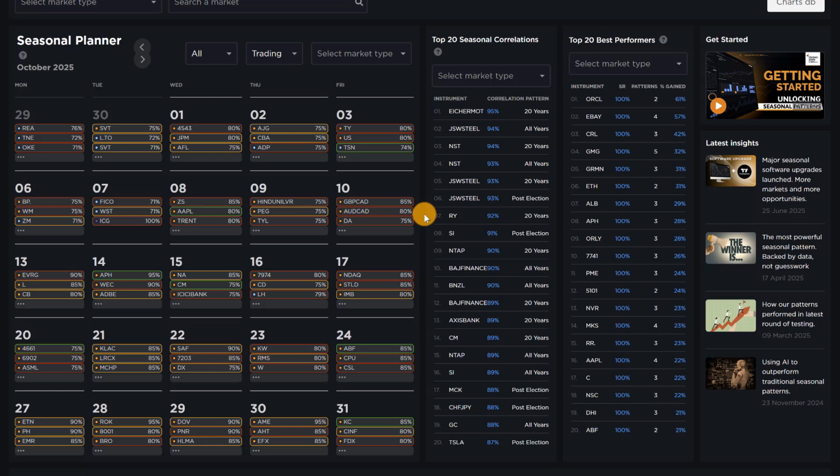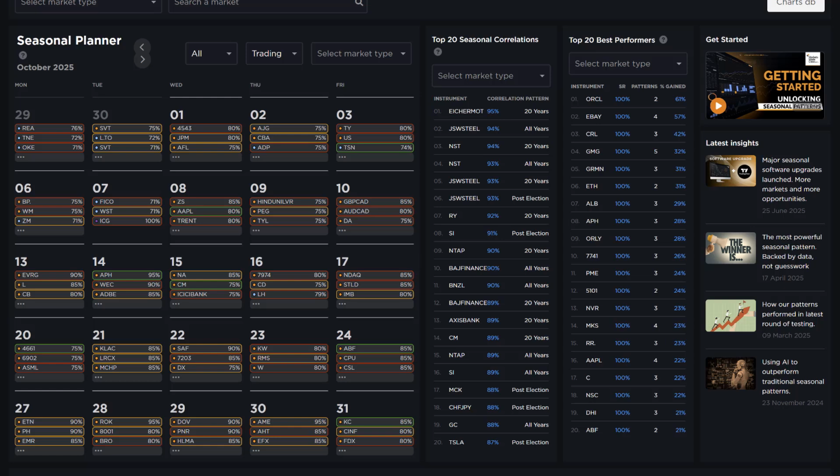Starting with our seasonal planner, this shows all upcoming optimum seasonal patterns. The date indicated is the typical starting date, which we've seen indicated on the Apple chart. The date is an average date, and we do not expect a market to actually start on that date. So for Apple, it was October the 8th. We'd never expect Apple to start rallying just on October the 8th. It could be a few days early, it could be a few days late.